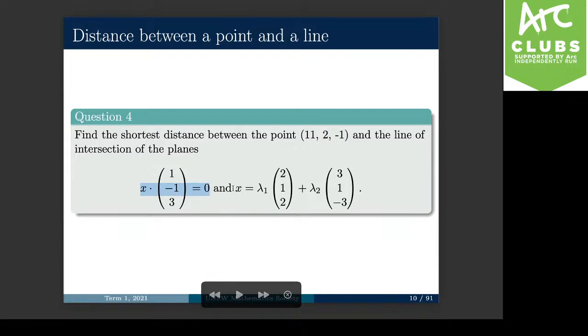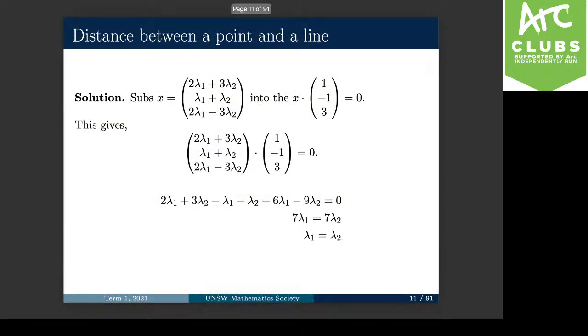What you do is you try to substitute x into the first equation, right? Because you're trying to find the line of intersection. And then you can do the projection and all sorts of other stuff to find the distance. Note that the shortest distance is actually the perpendicular distance between the point and the line. And yeah, so we'll go through the line of intersection first.